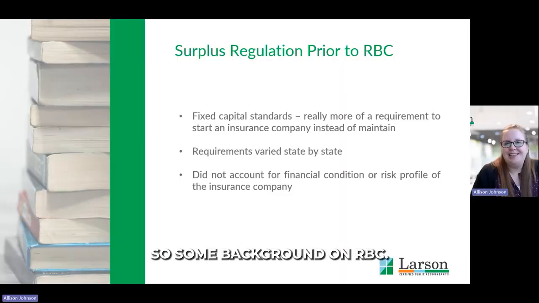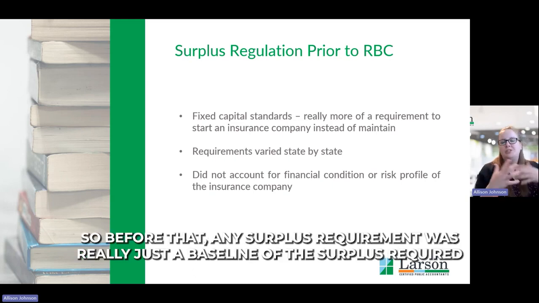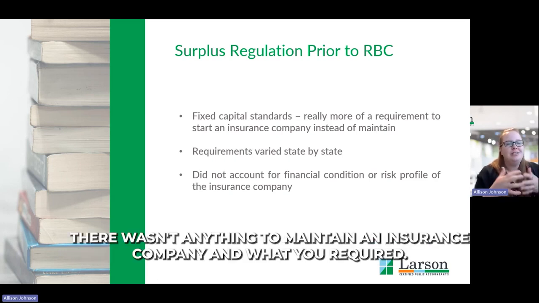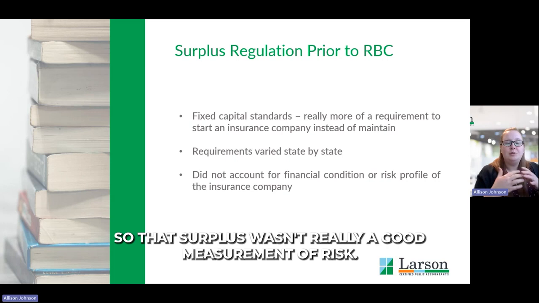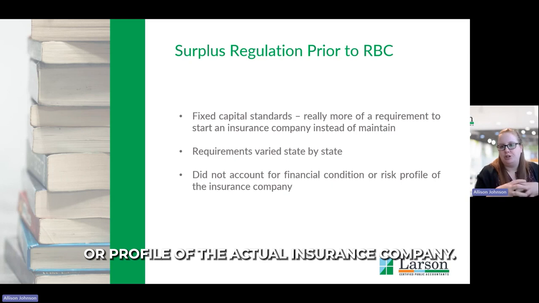So some background on RBC. RBC didn't come around until the 1990s. Before that, any surplus requirement was really just a baseline of the surplus required to start an insurance company. There wasn't anything to maintain an insurance company and what you required. So that surplus wasn't really a good measurement of risk. In addition, that requirement could vary by state, and it didn't account for the financial risk or profile of the actual insurance company.